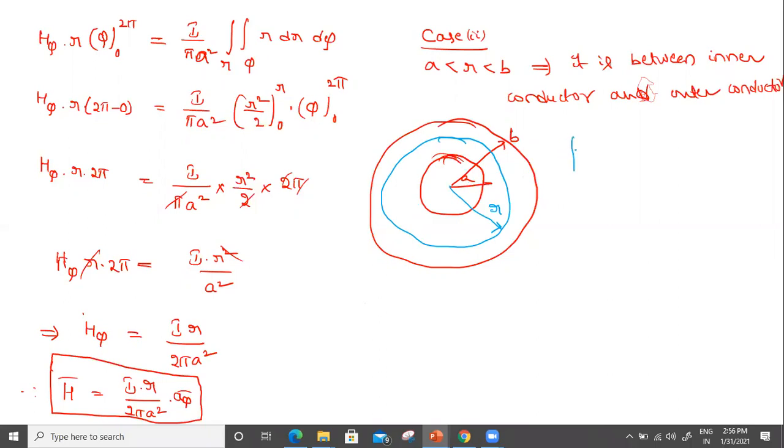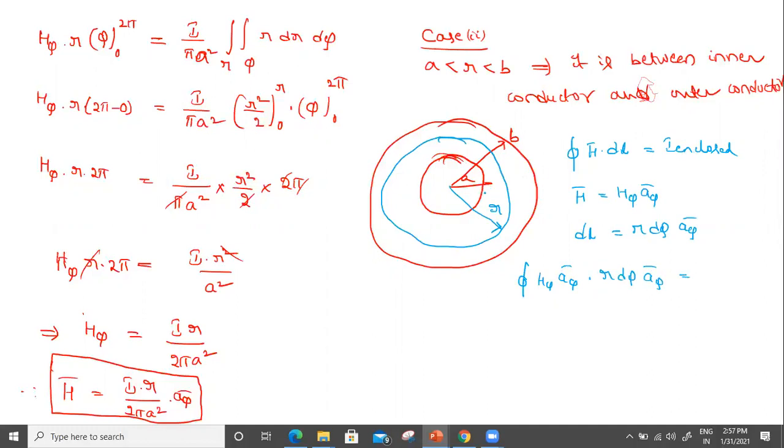It may be written as integral H bar dot dl equals I enclosed. In the previous case, instead of H bar, I am going to write H phi a phi, because the magnetic field intensity is moving in the phi direction. dl equals r d phi a phi bar. If you substitute these things directly, I can write integral, instead of H bar, H phi a phi bar dot r d phi a phi bar equals, here in this case, I enclosed.